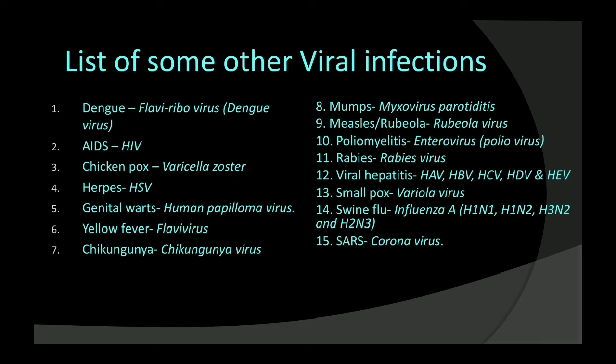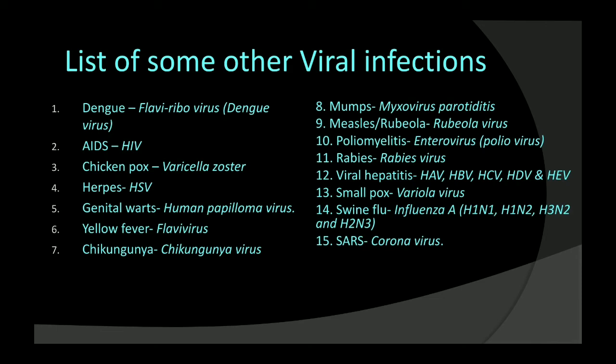The seventh one is chikungunya. It's caused by chikungunya virus or chik virus. It's also similar to dengue but not so deadly. In chikungunya, there will be severe, constant fever and joint pains. Later, in older age, chikungunya can lead to arthritis. Okay. Then the eighth one is mumps.